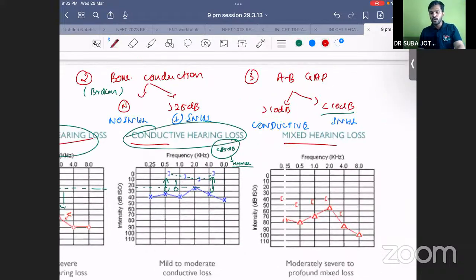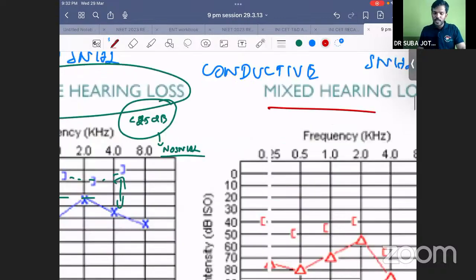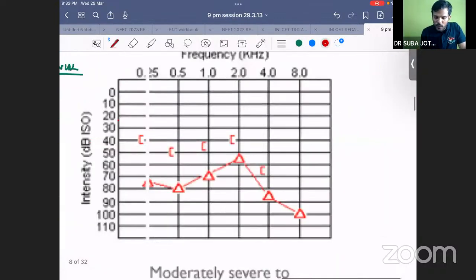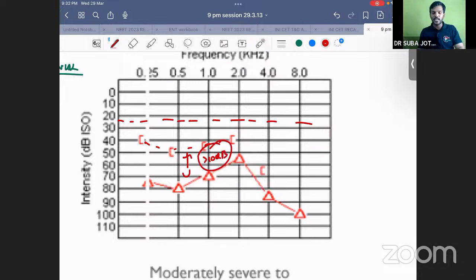All right. Now, third picture, thumb rule number 1, both the curves are more than 25 decibel. Thumb rule number 2, we are having bone conduction at the abnormal level. Then air-bone gap is more than 10 decibel. So this is a case where both conductive loss and sensory loss are present.